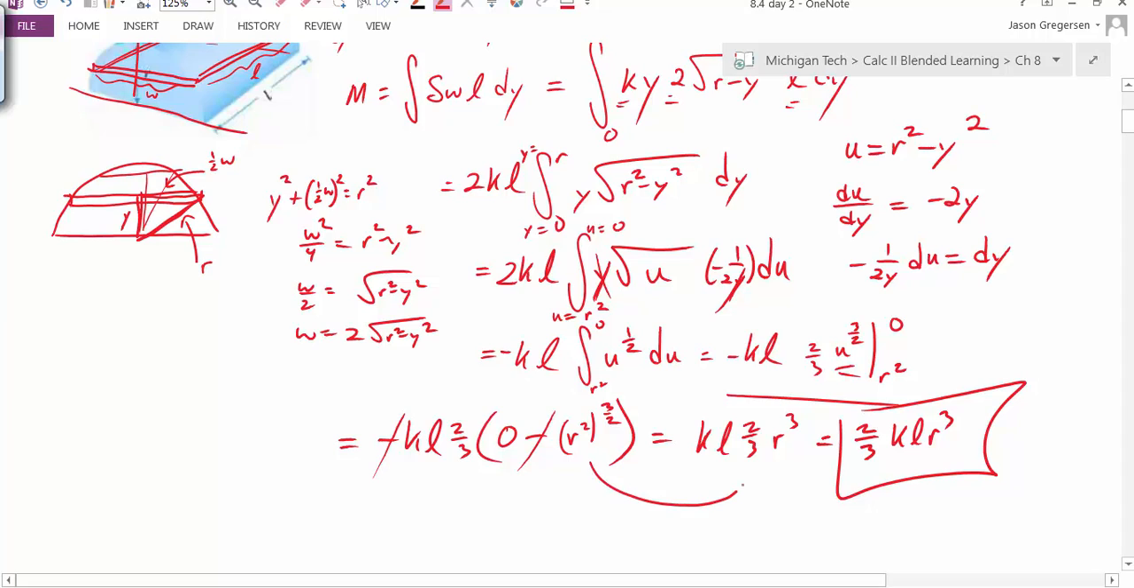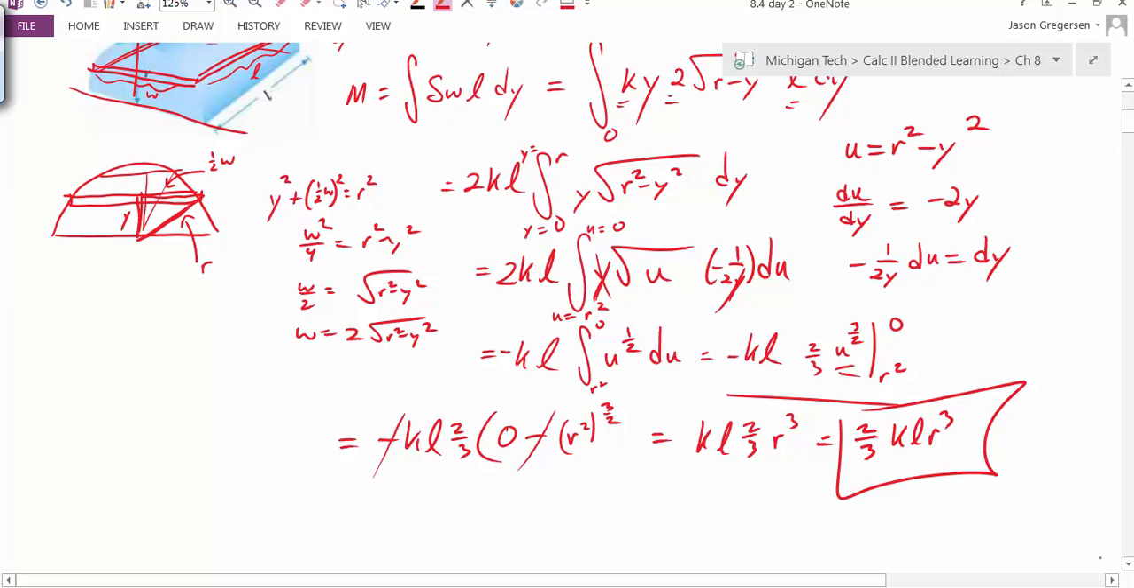You mean going from here to here? Well, I could have this in front of everything if I wanted, right? I could keep all those constants with each piece, but they would always factor out anyway. I don't know if that makes sense or not.